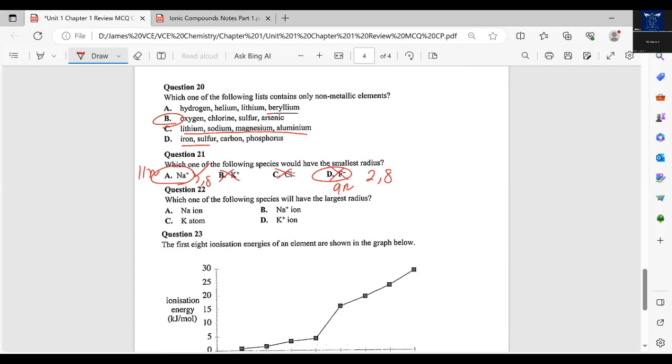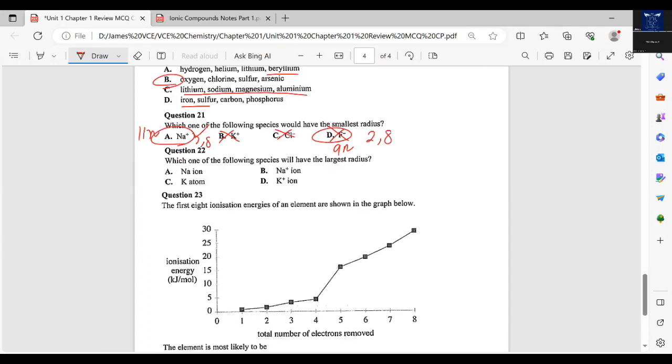Be careful with this. Next, which one has the largest radius? Largest radius is quite obvious, right? Potassium.